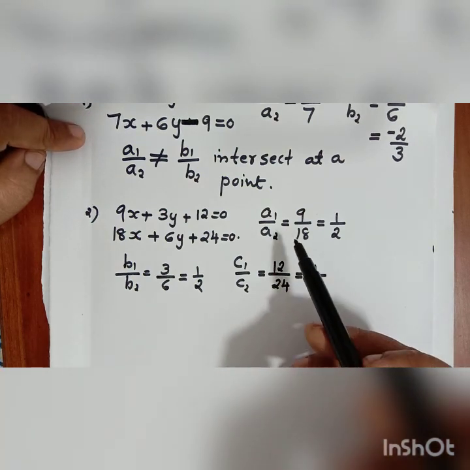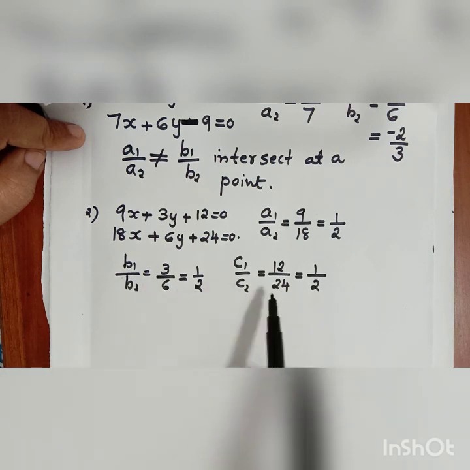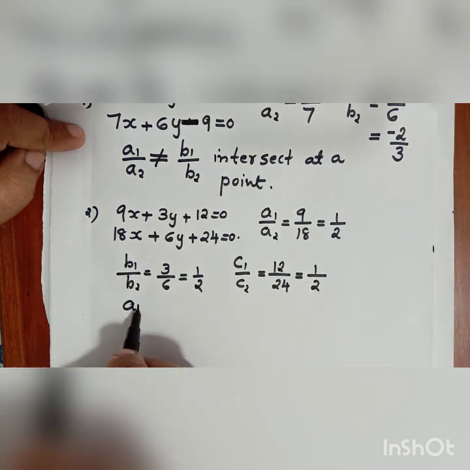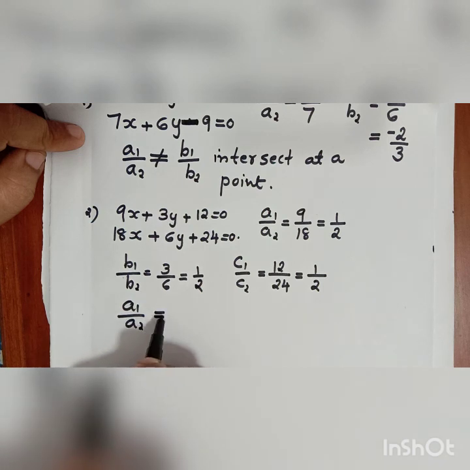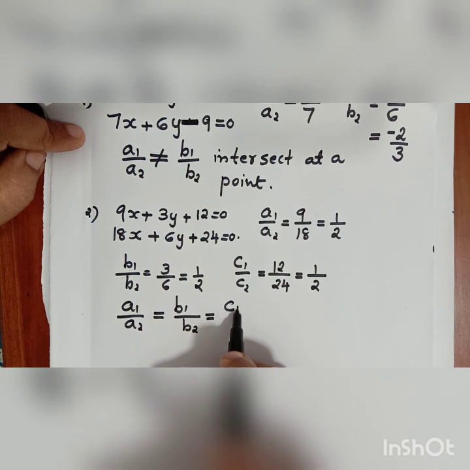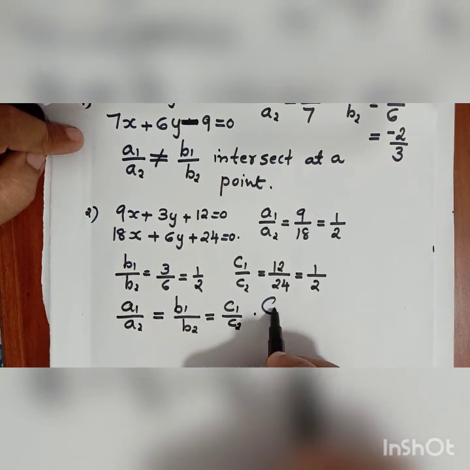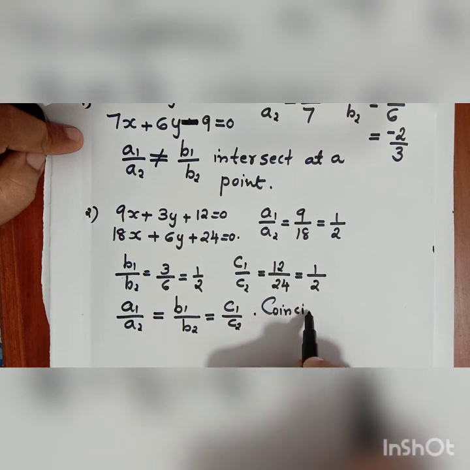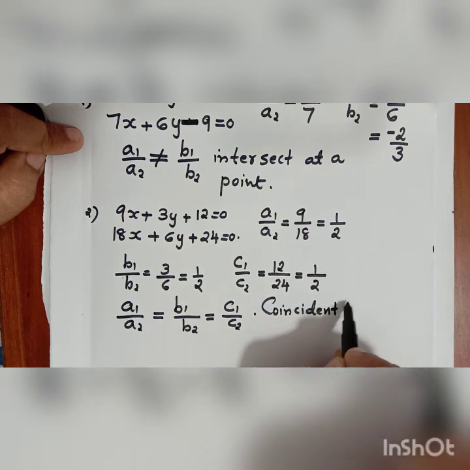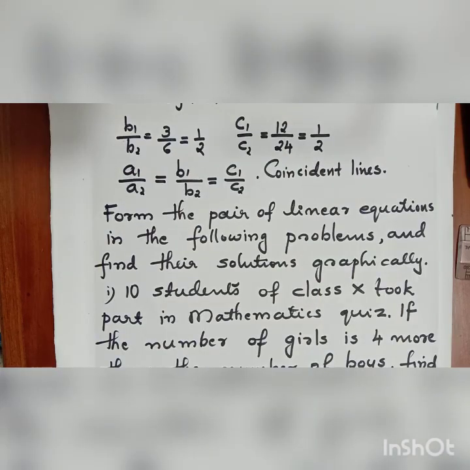So we can see that A1 by A2 equal to B1 by B2 equal to C1 by C2. What type of lines they are? They are coincident lines. We have coincident lines since A1 by A2 equal to B1 by B2 equal to C1 by C2.